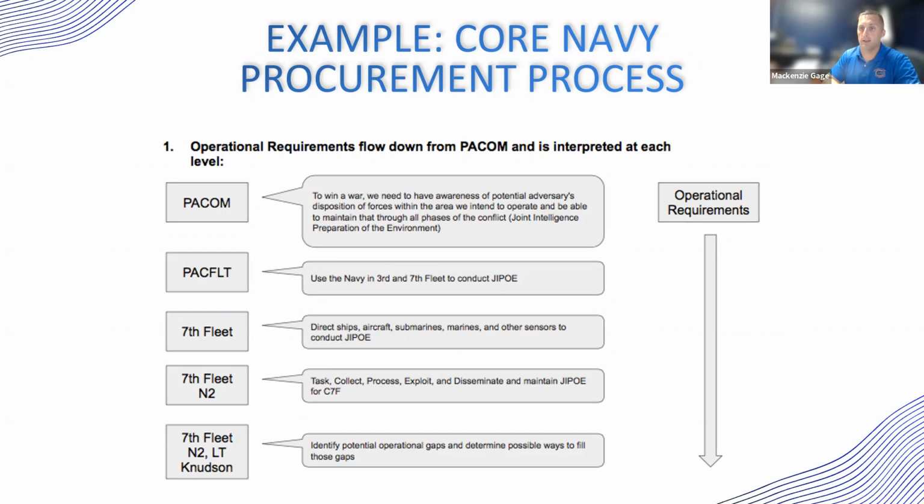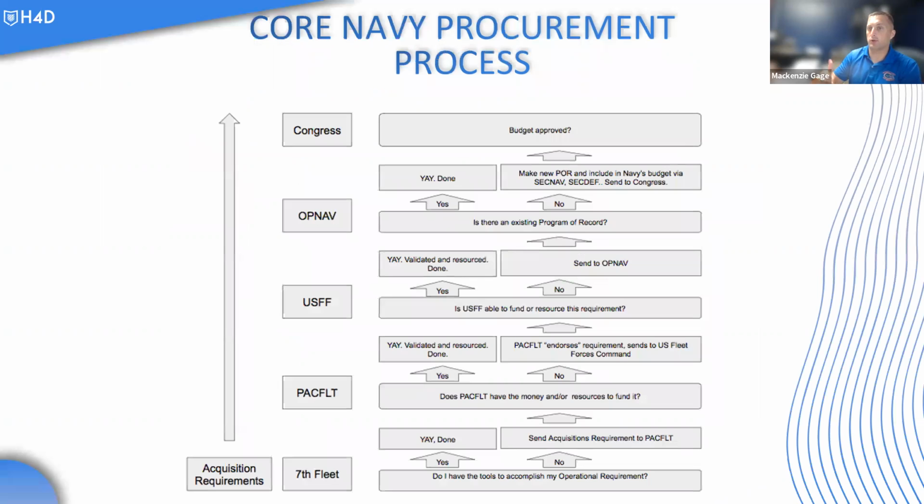That's that acronym there. Again, in the DoD you're going to encounter a ton of acronyms, so ask questions when you're engaging with your project sponsors and the users that you interview. So the Seventh Fleet N2, Lieutenant Knudsen, identifies potential operational gaps and determines possible ways to fill those gaps. So the operational requirements have flown down. And now if we weren't able to do this, if there are gaps in doing this, the acquisition requirement now flows up.